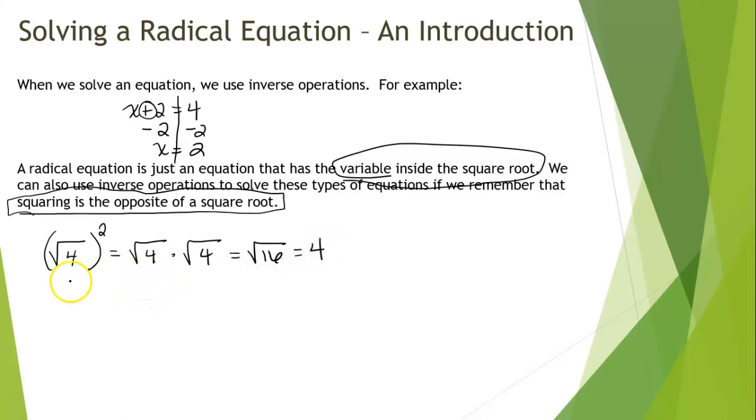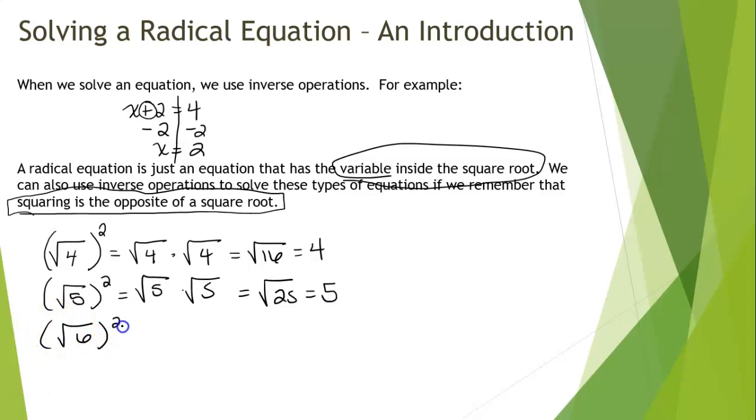I want you to start looking for some patterns here. What if I have the square root of 5 and I square it? The square root of 5 times the square root of 5 is the square root of 25, which is just 5. The square root of 6 squared is the square root of 6 times the square root of 6, which is the square root of 36, which is just 6.